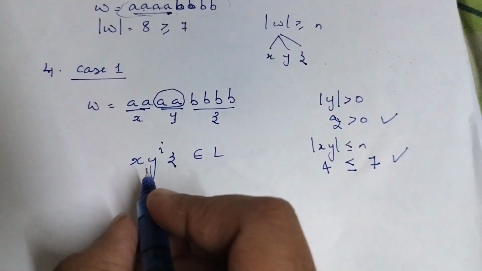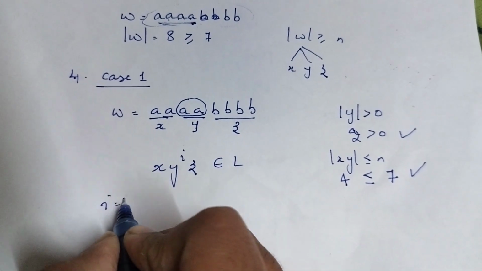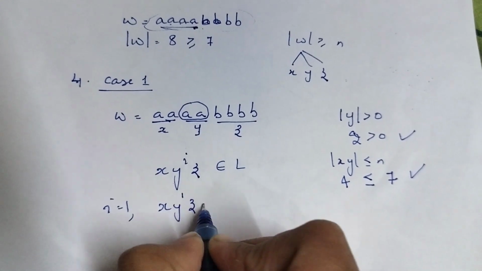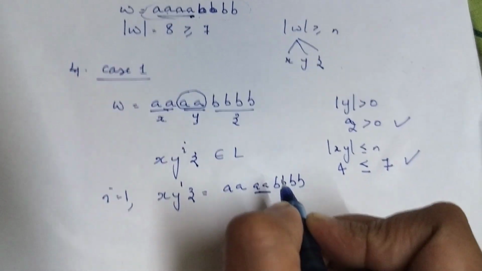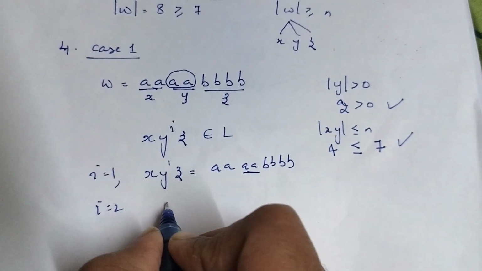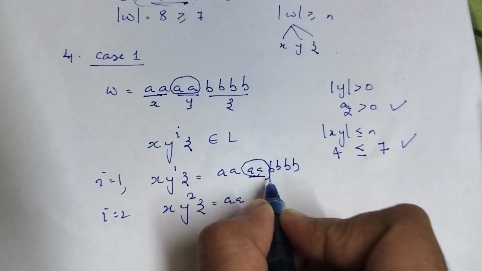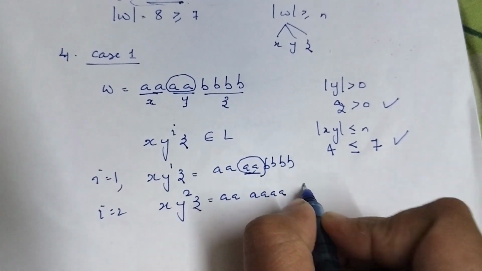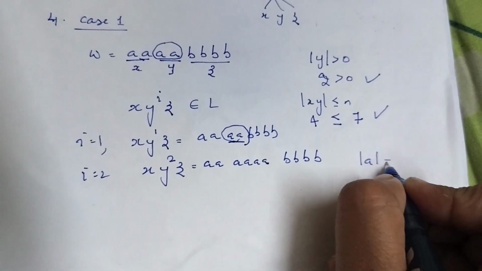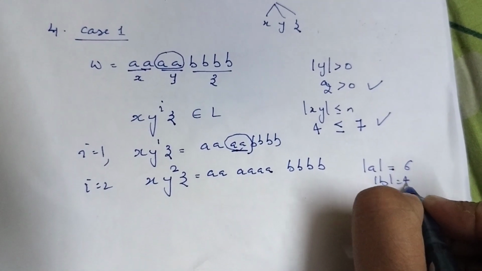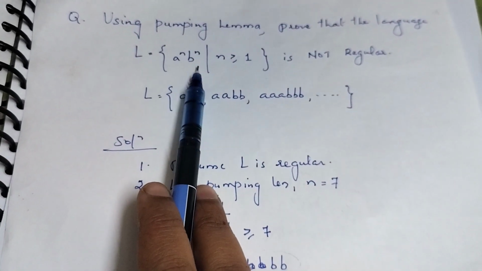So if I take i equal to 1, x y^1 z is the same thing, 4 a's and 4 b's. If i becomes 2, it means y 2 times, that is x y^2 z. This is our y, right? So 2 times means a a, then the b's. How many a's are there here? Here the number of a's is equal to 6, and the number of b's is equal to 4. According to our problem, there should be n number of a's and n number of b's.